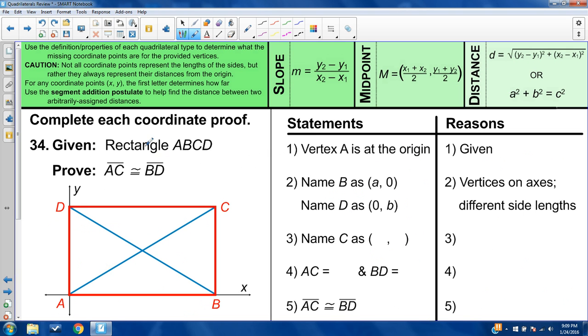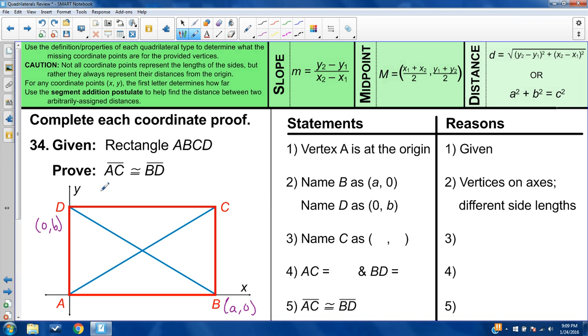Okay, very last problem, and then we're all done. I have one more proof. I have a rectangle, and I want to know that the diagonals in this rectangle are congruent. So this one, we have a few more things that are pre-filled out. We're going to fill out the rest here. It's given that the vertex is at the origin. We're going to name B at the place A, 0, and D at the place 0, B.